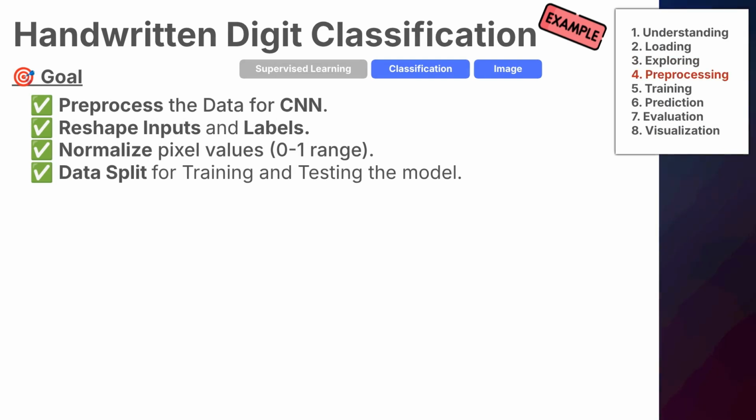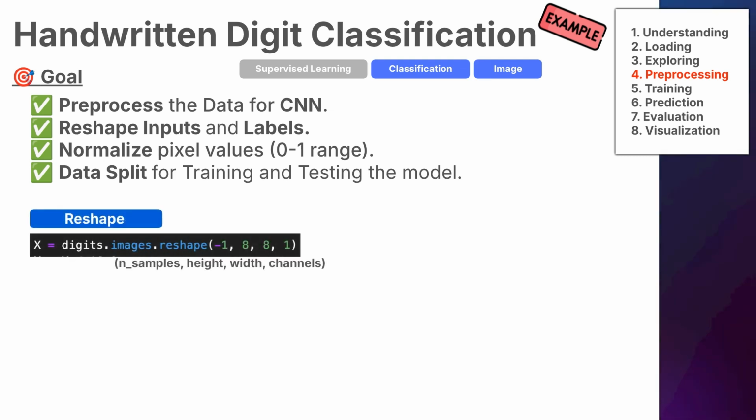4. Pre-processing. The goal is to prepare the image data for a convolutional neural network. It expects the input image shape to have a specific 3D shape: number of images, height and width of each image, and number of channels. And the label shape needs to be one-hot encoded. Also, CNN expects normalized pixel values to help the model learn faster and more accurately. We scale them to a 0 to 1 range.